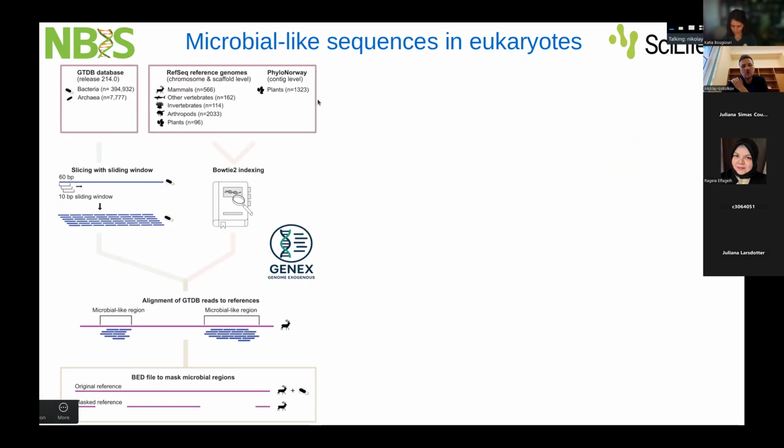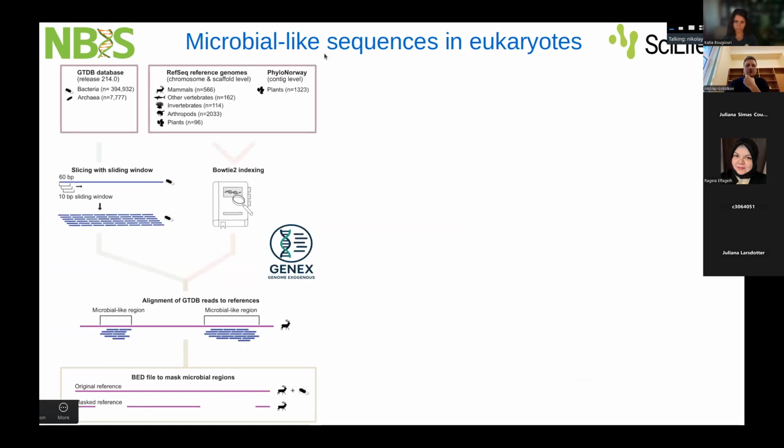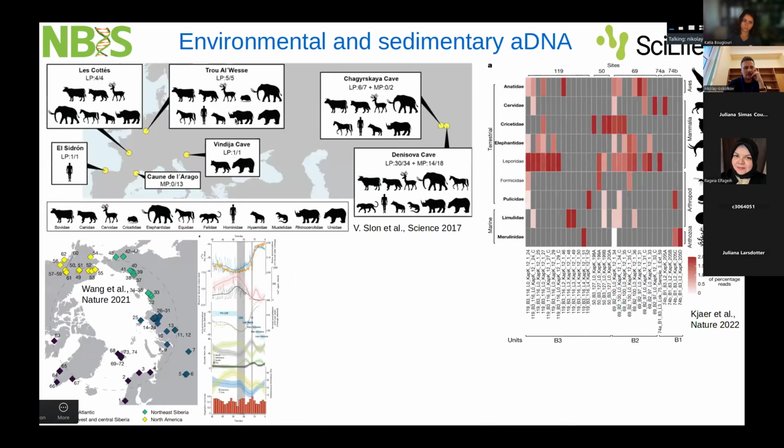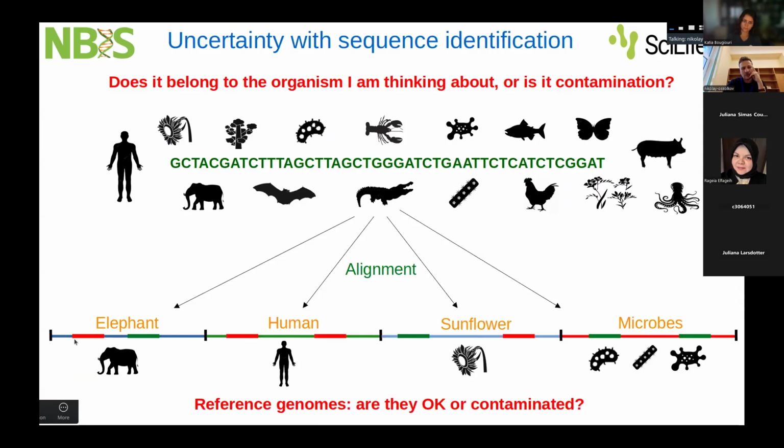And also PhyloNorway, one data set that was used in the Greenlandic paper, the 2 million year old paper. They used this PhyloNorway data set, a collection of 1,300 plant reference genomes. So we just wanted to create a map of where these exogenous regions are, if there are any, where they start and where they stop.